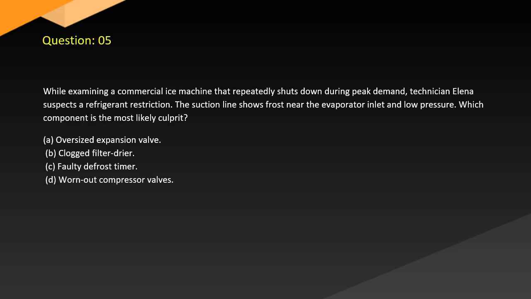Question 5. While examining a commercial ice machine that repeatedly shuts down during peak demand, technician Alina suspects a refrigerant restriction. The suction line shows frost near the evaporator inlet and low pressure. Which component is the most likely culprit? A. Oversized expansion valve. B. Clogged filter dryer. C. Faulty defrost timer. D. Worn out compressor valves.